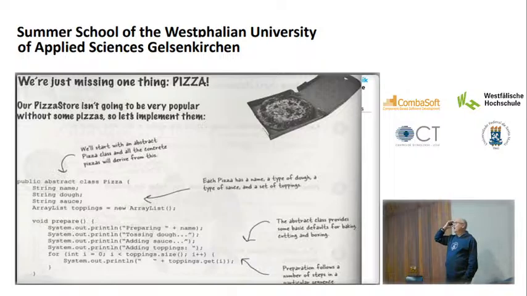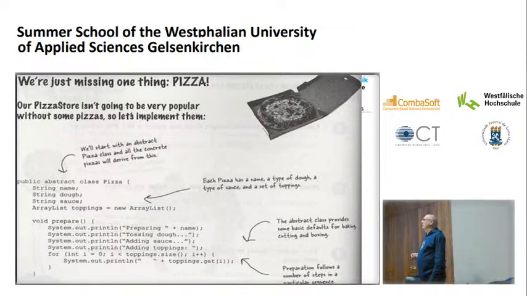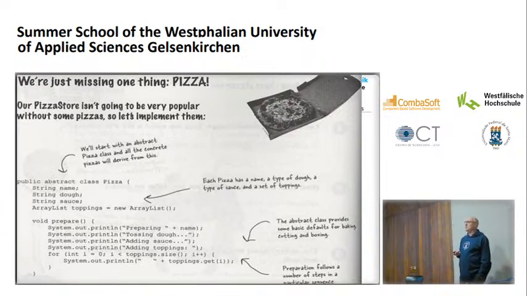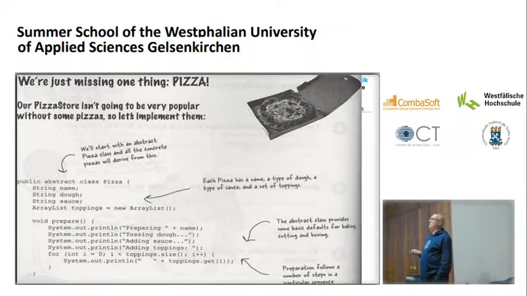Okay. Now, our pizza store, we have to implement different toppings, different sauces. So we have our abstract class. We like to use abstract classes to instantiate. So we have something for the name of the pizza, the dough, and the sauce. And we have an array list of toppings on the pizza.